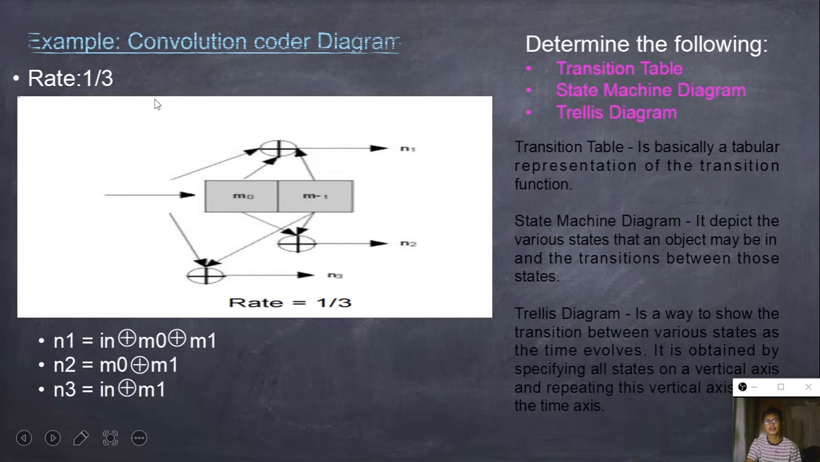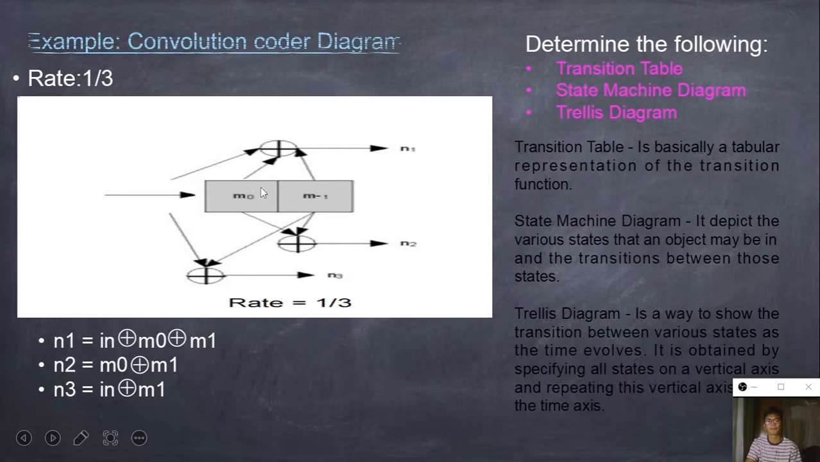Here is an example of a convolutional code diagram that is rated 1 over 3. Why is it 1 over 3? For every one input there are 3 outputs, which are shown here in the diagram as N1, N2, N3. We can locate each output by following its arrow, and use this as our reference to find its value. N1 is equal to input XOR M0 XOR M1.